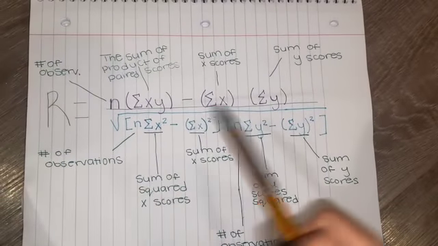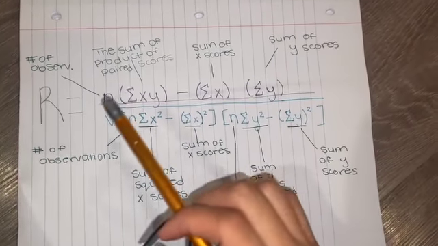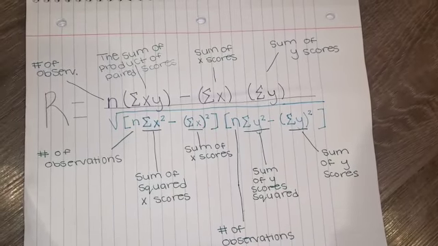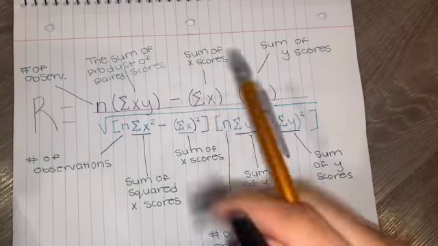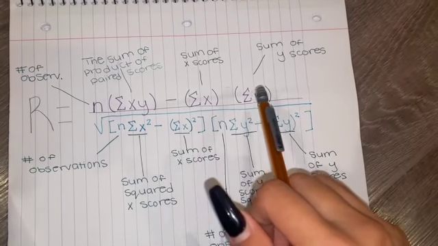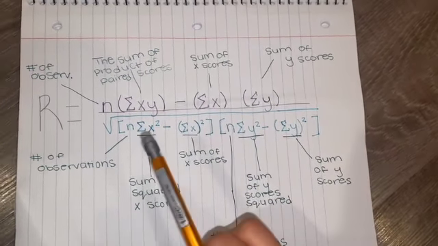So beginning on the top row, you're going to have your number of observations times the sum of your product of paired scores, your x and your y, minus the sum of your x scores times the sum of your y scores. So that's how you will read it.